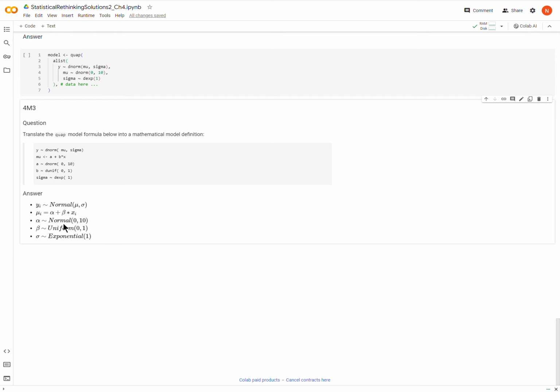Okay? And now we have that beta is distributed as a uniform distribution. And a uniform distribution has the same probability of all values between its boundaries. And here we're setting the boundaries at 0 and 1. And that sigma, so sigma of the normal distribution of y, is an exponential distribution. Okay, and that's it.